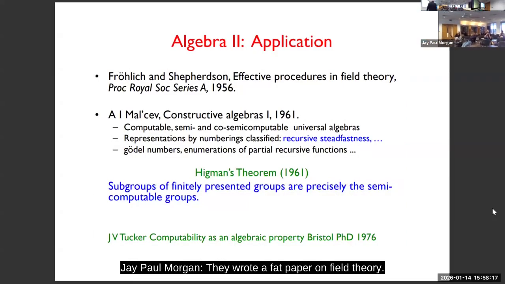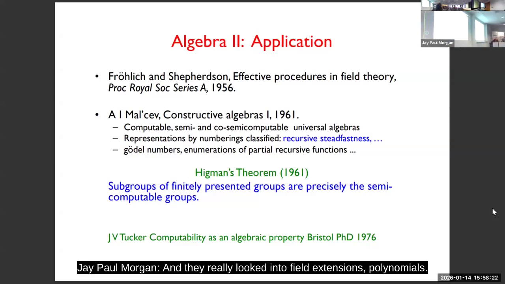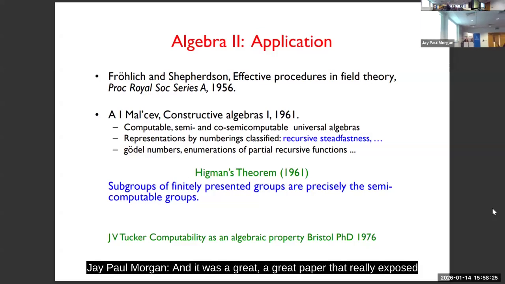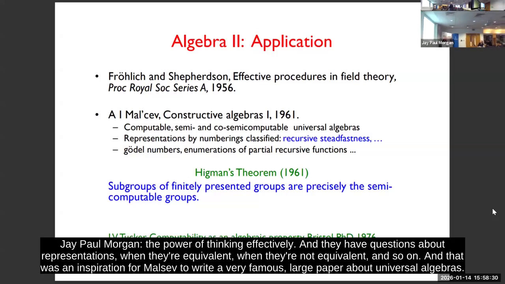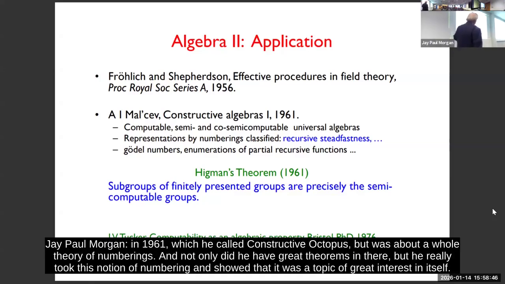But the key thing here is that in '56, they wrote a fat paper on field theory. And they really looked into field extensions, polynomials, and it was a great paper that really exposed the power of thinking effectively. And they had questions about representations, when they're equivalent, when they're not equivalent, and so on. And that was an inspiration for Malsev to write a very famous large paper about universal algebras in 1961, which he called constructive algebras, but was about a whole theory of numberings.